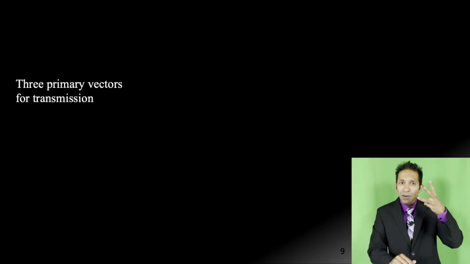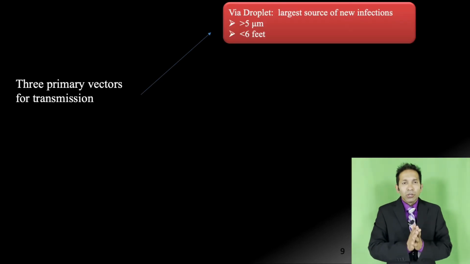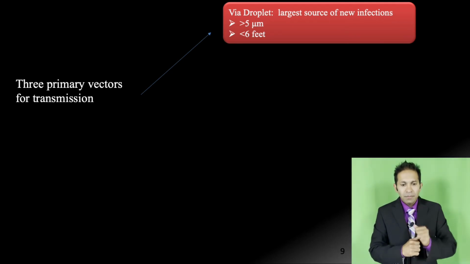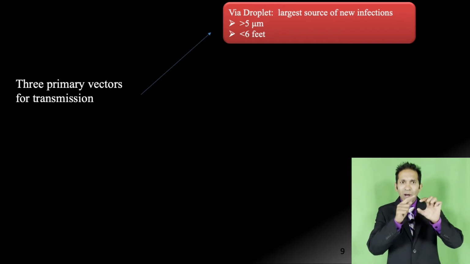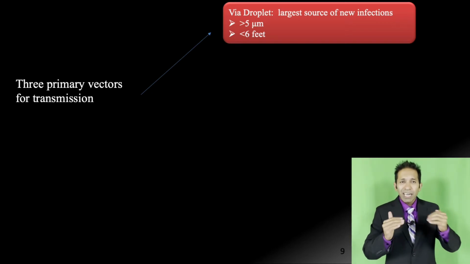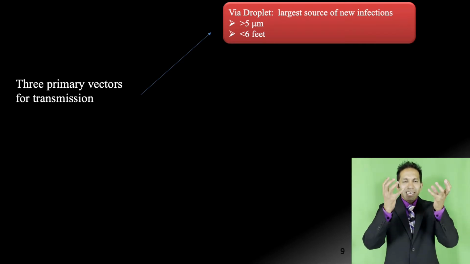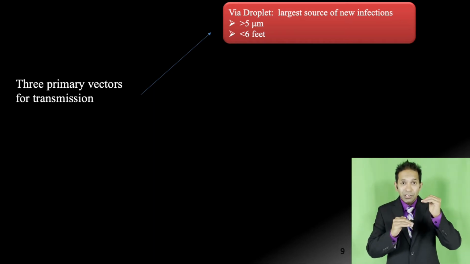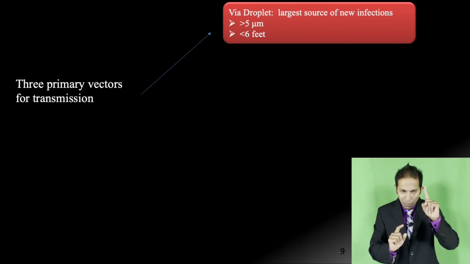So we're going to go to the next slide. We're going to talk about 3 primary vectors for transmission. First is via droplet. Droplets are typically classified as a size more than 5 micron, and the larger the droplet is, the more viral load it has and the less distance it will travel, okay? So the droplets which are 10 to 20 micron usually don't travel more than 6 feet. They tend to fall with gravity, with their own weight. But droplets which are larger, 10 to 20 micron, are the largest source of new infection. So this is point number 1, droplet.